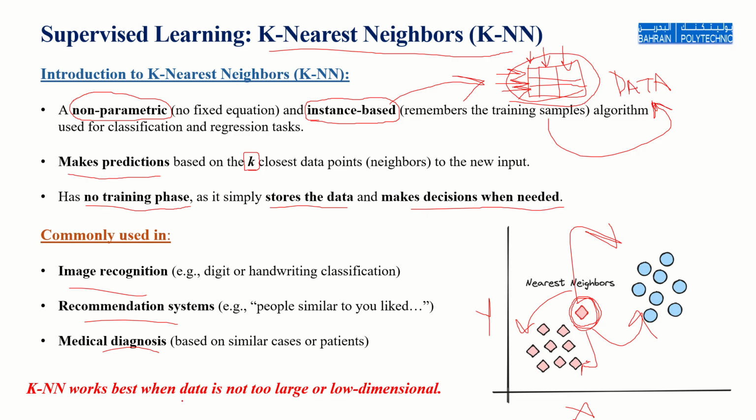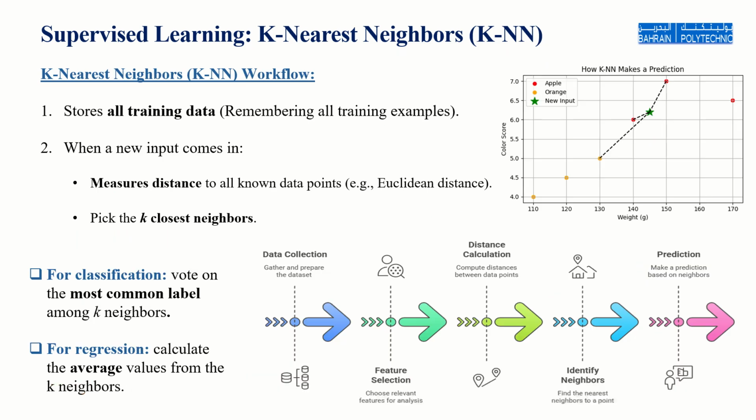KNN works well when the data is not too large, because KNN is low dimensional. Understand, this is a very important point: KNN works well only if your data is not very large. Now coming back to KNN, what is the algorithm? This is the algorithm for KNN, and I think it is the smallest algorithm you can see in any machine learning scenario.